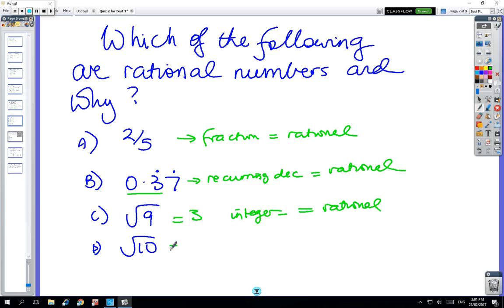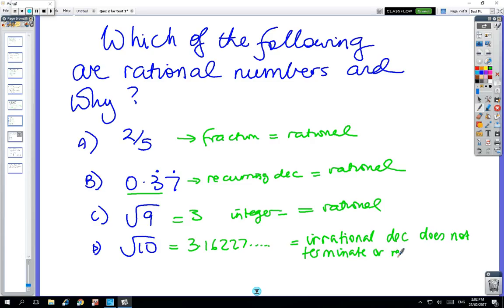But the last one, square root of 10, on your calculator, you get 3.16227, and that is irrational, because the decimal does not terminate or recur. So the decimal doesn't terminate and doesn't recur, it's irrational.